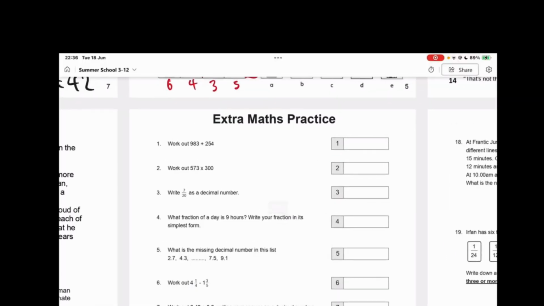So work out 983 plus 254. So we can use column method for this. That'll be 983, 254. 3 plus 4 is 7. 8 plus 5 is 13. And then that's 12. So the answer is 1,237.